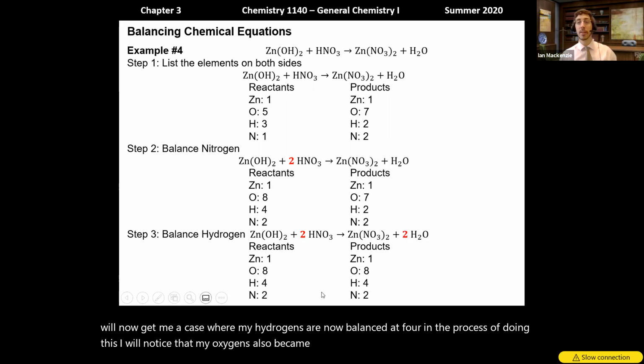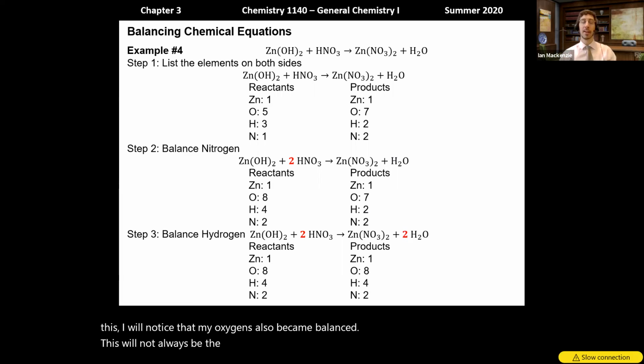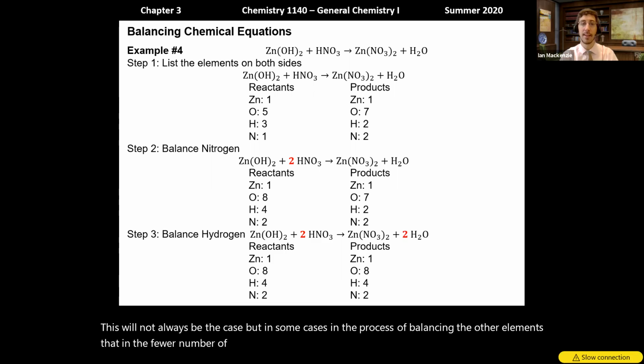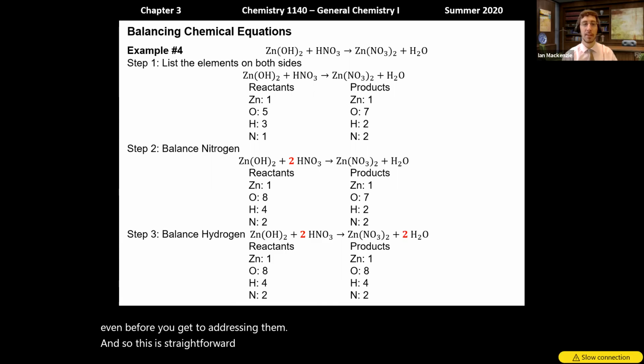This will not always be the case, but in some cases, in the process of balancing the other elements that appear in the fewer number of formulas, you end up balancing the remaining elements even before you get to addressing them. And so this is really a straightforward example of how you would balance an ionic equation.